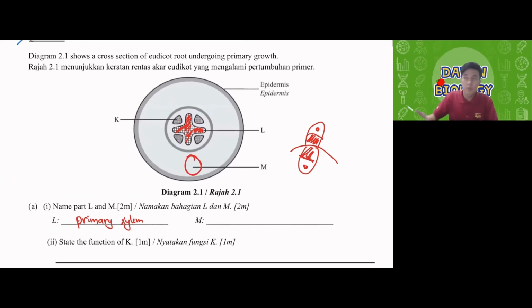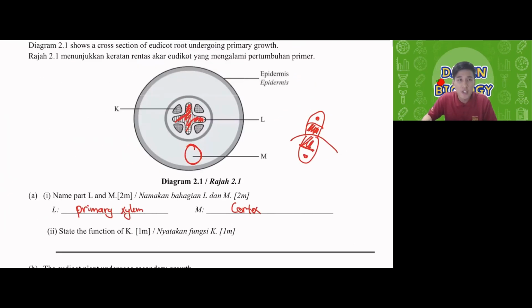Now M is pointing here. M is a part of the root, this, the flesh. So the flesh is what? Cortex. Yes. Function of K. So K is pointing at what? Can you guys tell me?